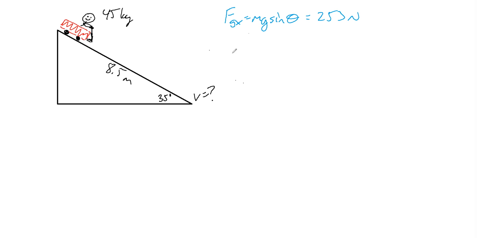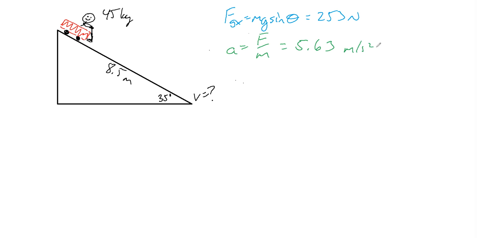Once you have this, we can find the acceleration, which would just be force divided by mass. That's the only force that's involved. So we'll just take that, divide it by the mass, and we get an acceleration of about 5.63 meters per second squared.